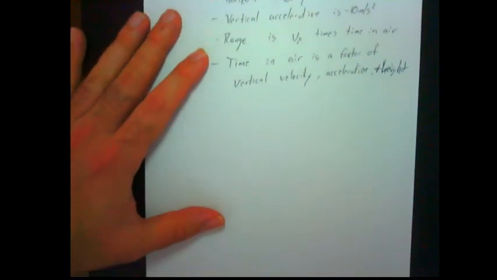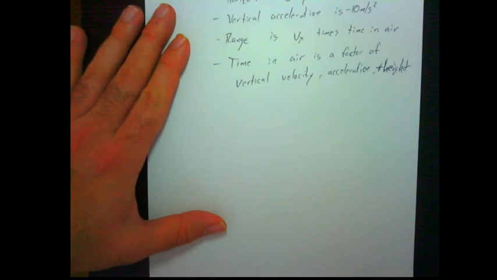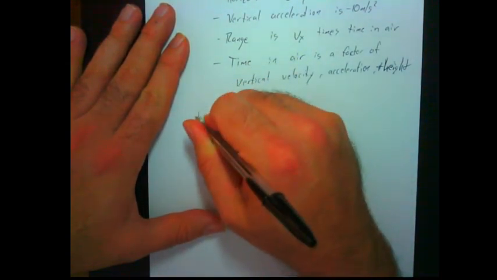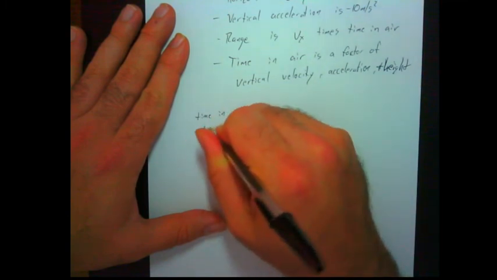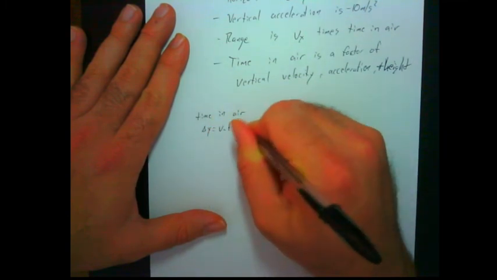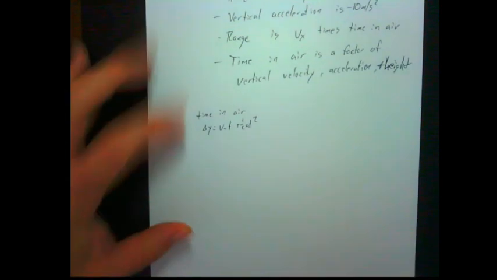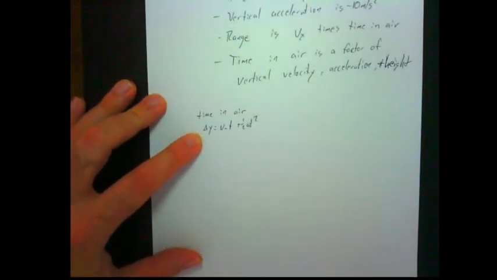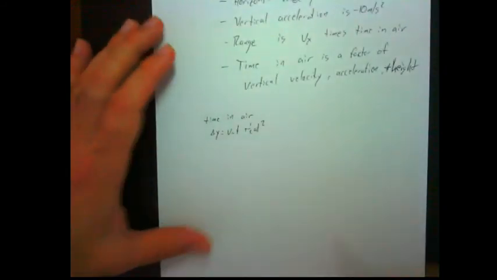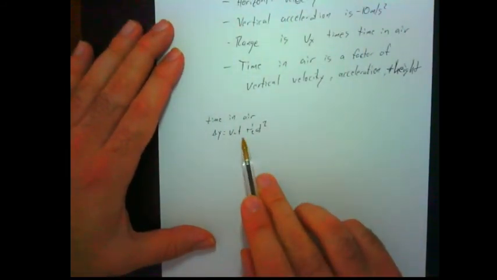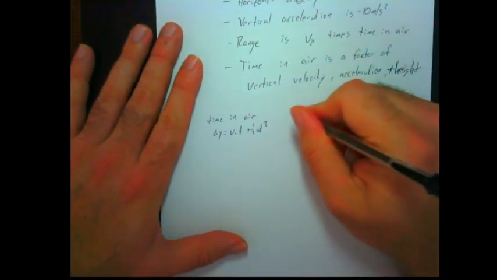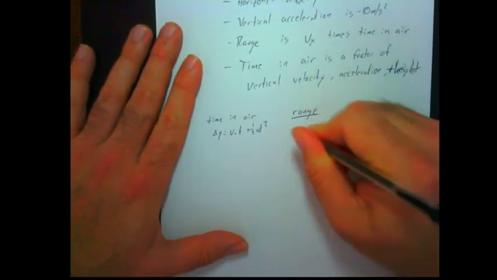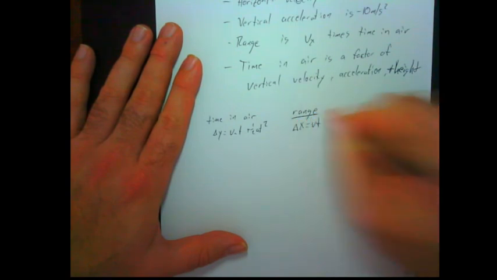A quick review. What do you need in terms of formulas for time in air? You can use delta y equals ViT plus 1/2 at squared. Remember, set that delta y to 0 if it's coming back down to the same height that it started from. Make sure this is your vertical velocity, and make sure this is -10 meters per second squared. What about your range? Range is just delta x equals vt.